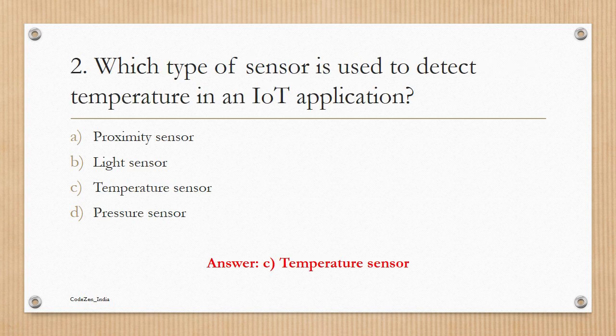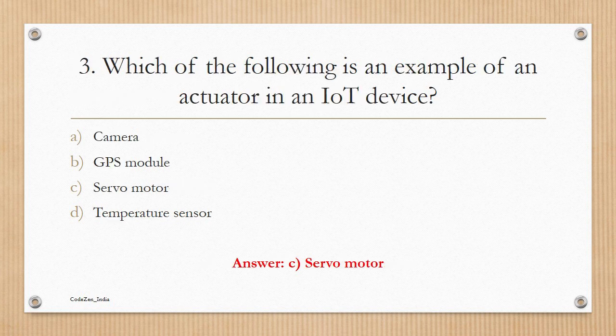2. Which type of sensor is used to detect temperature in an IoT application? A. Proximity sensor. B. Light sensor. C. Temperature sensor. D. Pressure sensor. Answer: C. Temperature sensor.